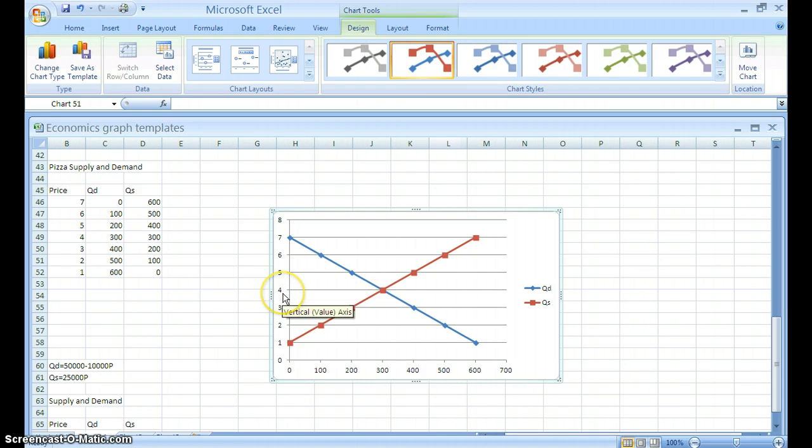If you look, the equilibrium price is right here, $4, and the quantity supplied is 300, which isn't surprising. If you look at our chart, you can see that quantity supplied and quantity demanded are equal at 300. But at least here we have shown how you do it graphically.